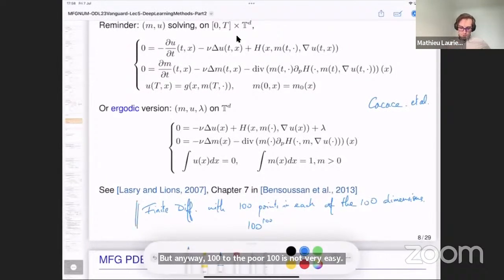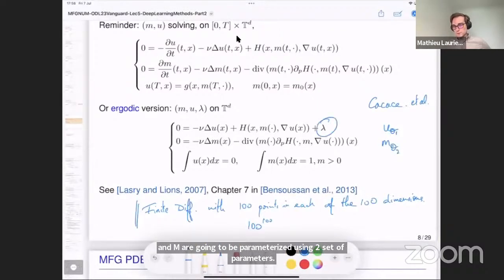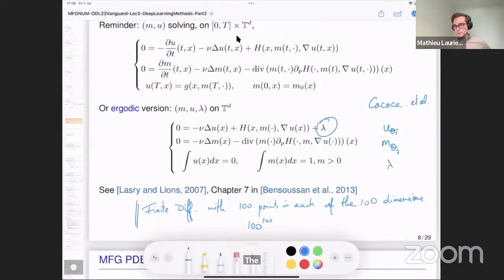So the goal is to use neural networks. We are going to parameterize the functions. So U and M are going to be parameterized using two sets of parameters. The ergodic constant lambda also needs to be parameterized, but this is just one real number.